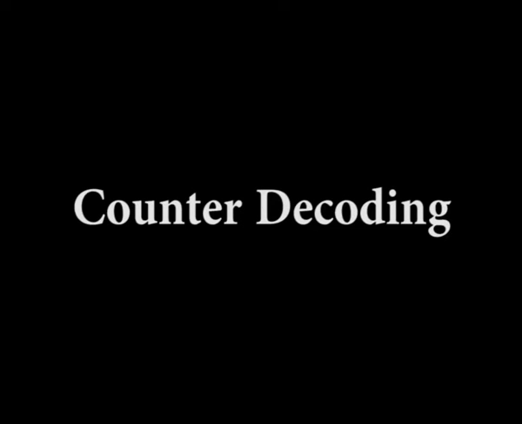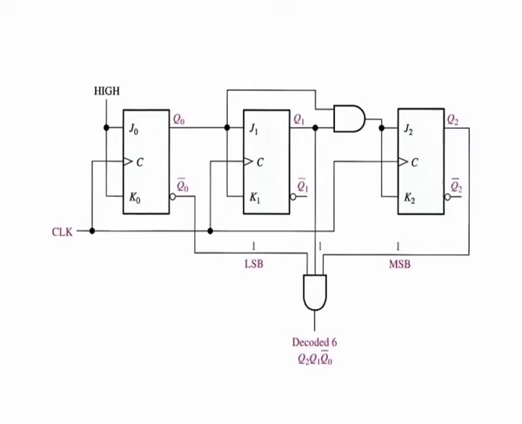Counter decoding. In many applications, it is necessary that some or all of the counter states be decoded. The decoding of a counter involves using decoders or logic gates to determine when the counter is in a certain binary state in its sequence. For instance, the terminal count function previously discussed is a single decoded state in the counter sequence.